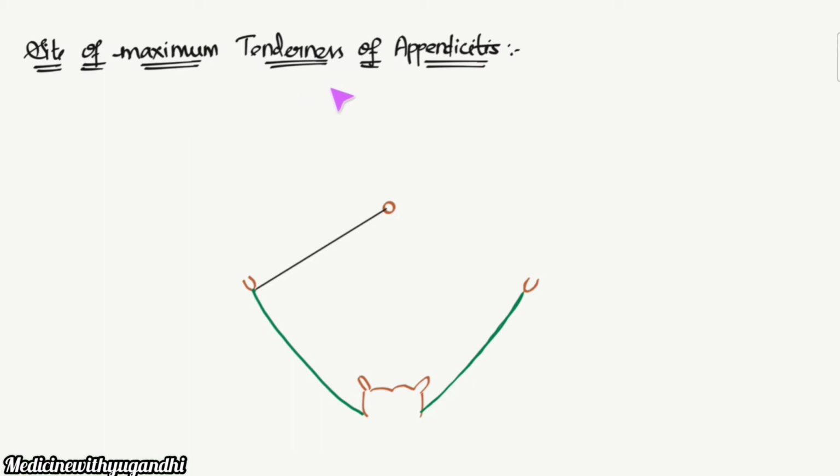Coming to one important clinical condition, that is the site of maximum tenderness of appendicitis. The site of maximum tenderness of appendicitis is called McBurney's point. Let us now see the location of McBurney's point. It is located at the junction of lateral 1/3 and medial 2/3 of the line joining the anterior superior iliac spine, on the right side, to the umbilicus.